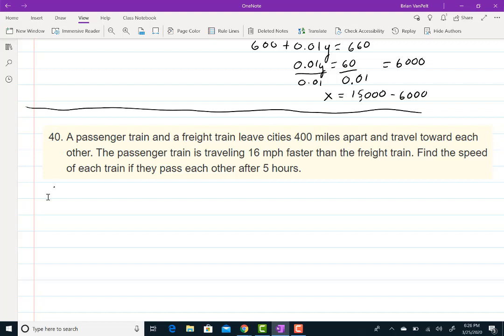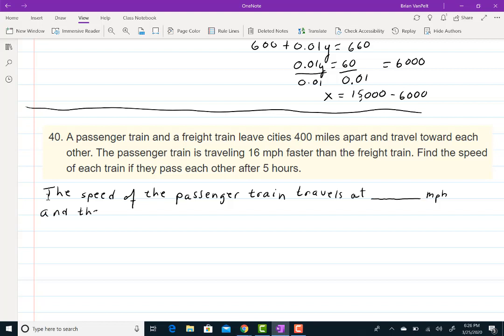So what I'll do is I'll say the speed of the passenger train travels at blank miles per hour, and the freight train travels at blank miles per hour. Here I do have a difference between the way they're said. So passenger, I'll put a P. Freight, I'll put an F.